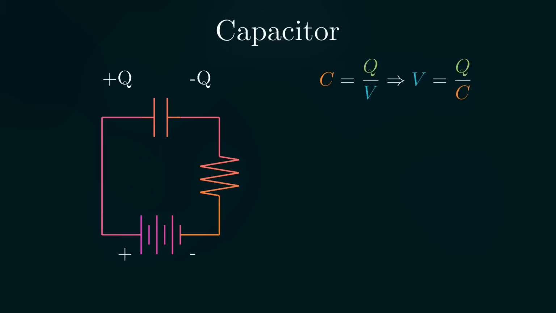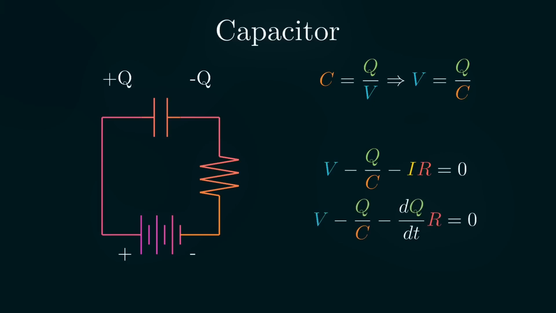So the voltage from the battery, V, minus the voltage drop from the capacitor, which we can get from C equals Q over V, voltage is Q over C, and lastly we subtract the voltage drop from the resistor, I times R. Also remember that the current is just the change in charge over change in time. So if you rewrite it like this, we have a differential equation.